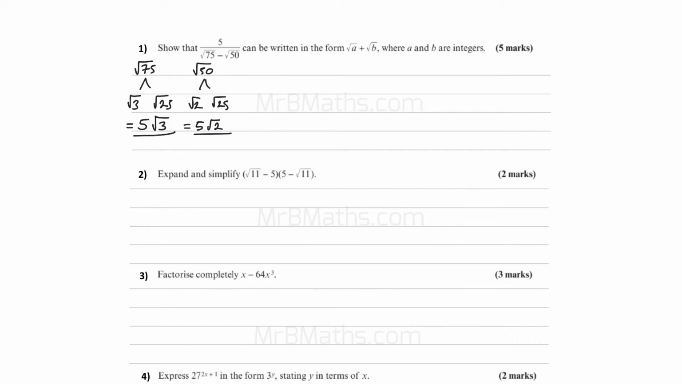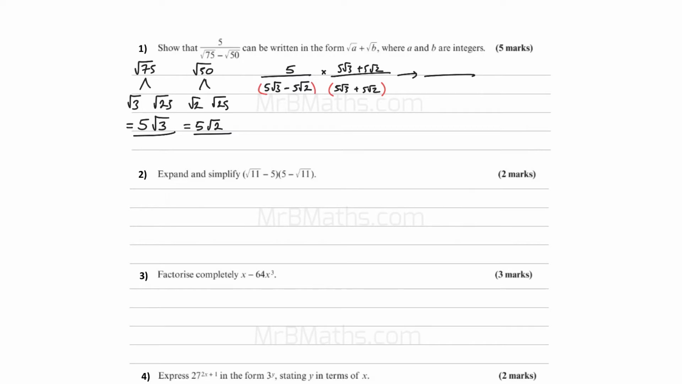Okay, so now if I rewrite this, we've got 5 over 5 root 3 minus 5 root 2. Now I need to rationalise the denominator, so we're going to times by 5 root 3 plus 5 root 2 over 5 root 3 plus 5 root 2. Now remembering the brackets and FOIL, let's start with the denominator first.